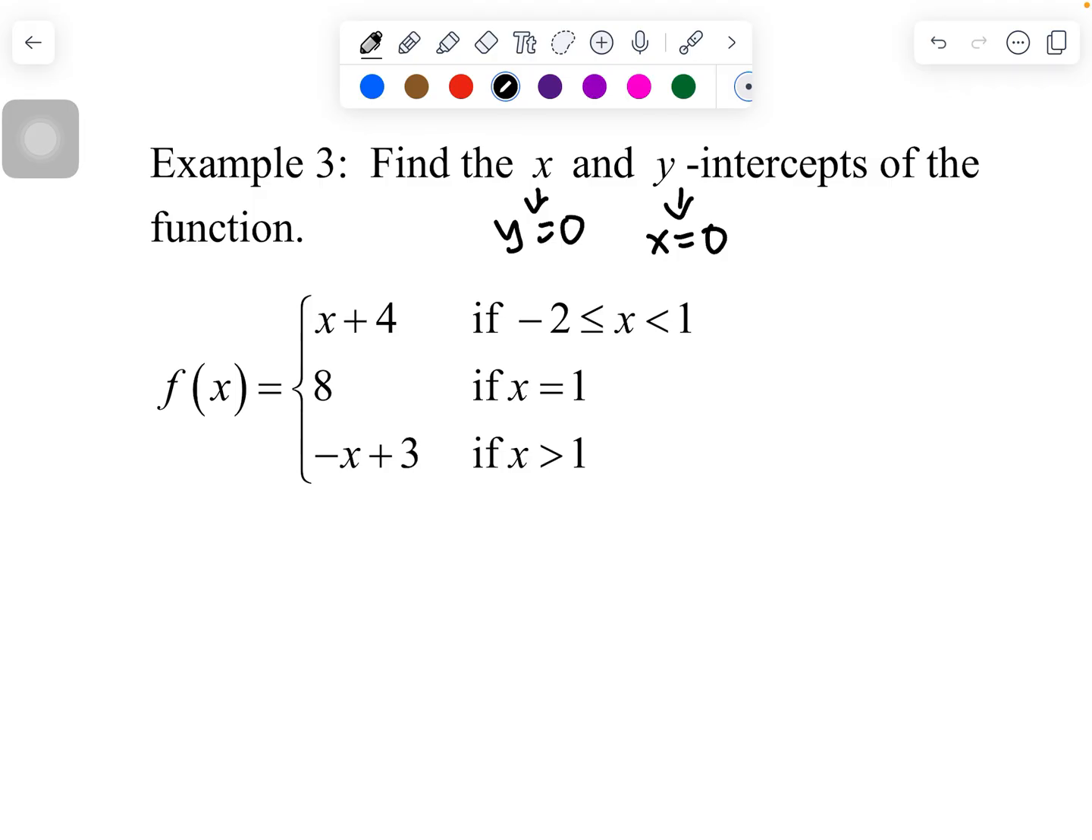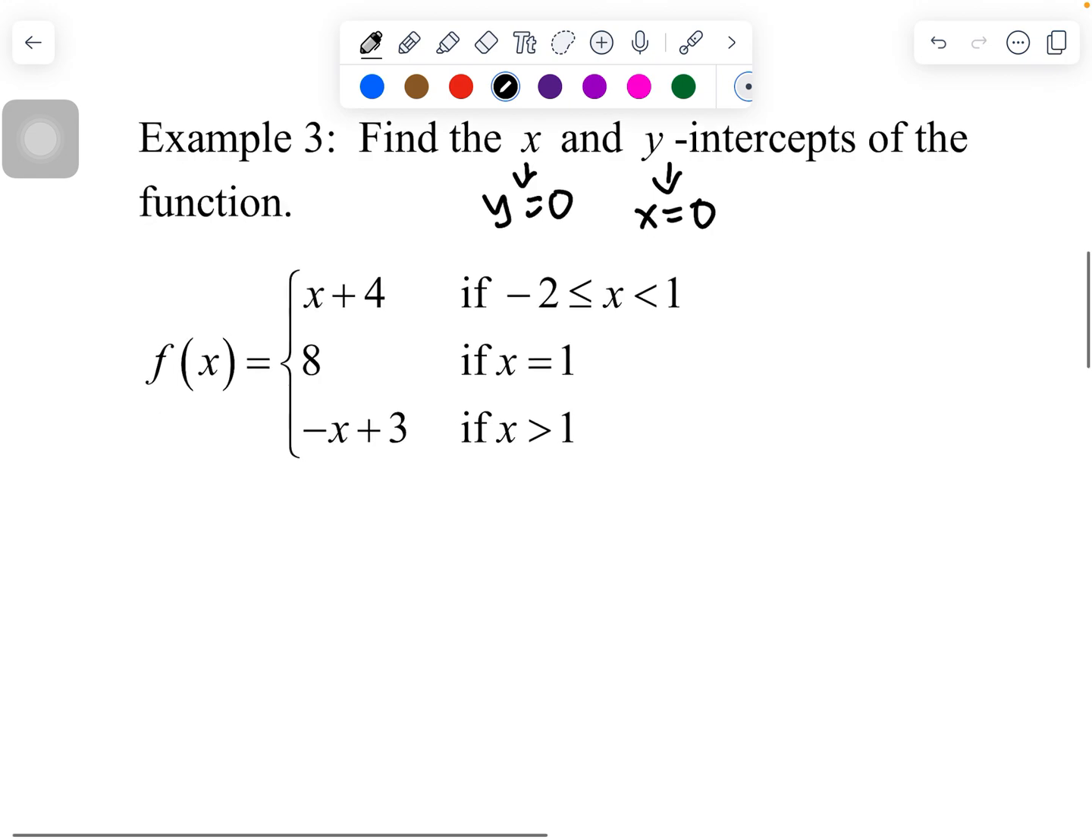Y-intercepts are much easier to find. X-intercepts are a little more difficult, in my opinion, but that's just me. Here we have it pretty easy because our functions are linear. So I'm going to start with our x-intercepts. Now, what I want you to know is that an x-intercept is when y is equal to 0.